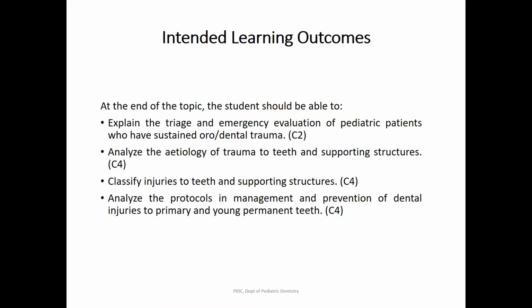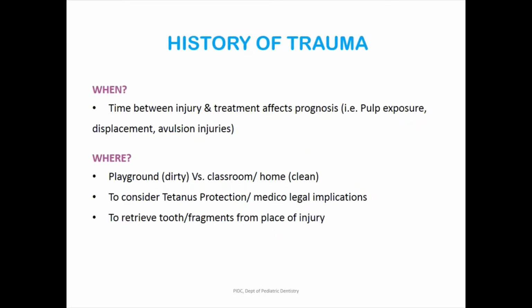So we will be discussing the injuries to the primary teeth and along with that the management and prevention. Regarding the history, we ask the time of trauma, the place of trauma, how the trauma occurred, and any associated symptoms with the trauma. So the first is, when did the trauma occur? The time lapse between the time of injury and the treatment affects the prognosis. If the time lapse is a lot, then the prognosis will be poor. That is in the case of pulp exposures, displacement, and avulsion injuries.